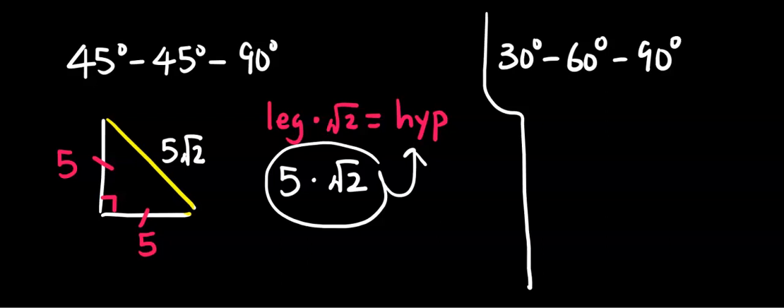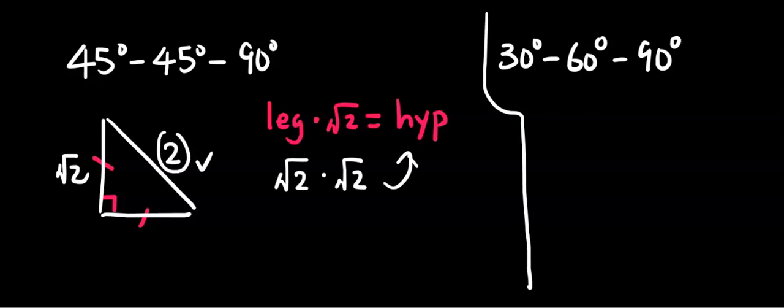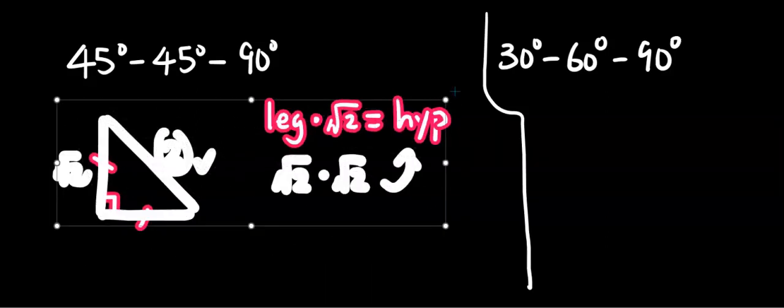All right, let's try again. What if the length is square root 2? Now, what is the hypotenuse? Okay, the length of the leg is square root 2. So square root 2 times square root 2, that is the hypotenuse. So the hypotenuse is 2. That's it.